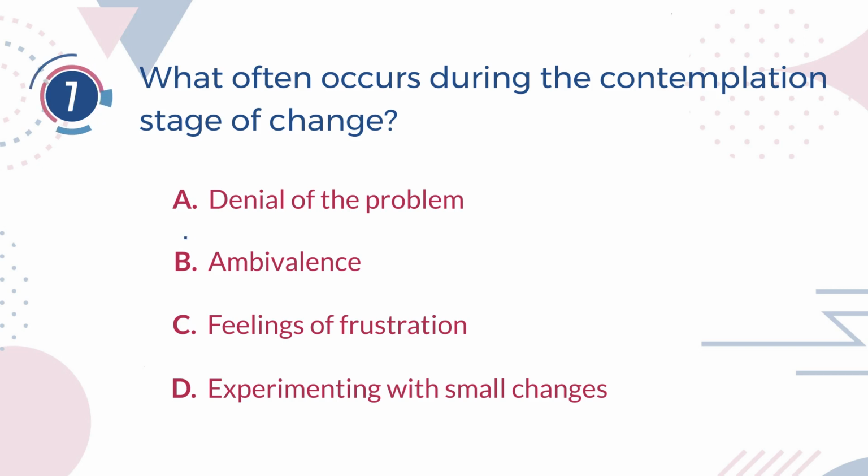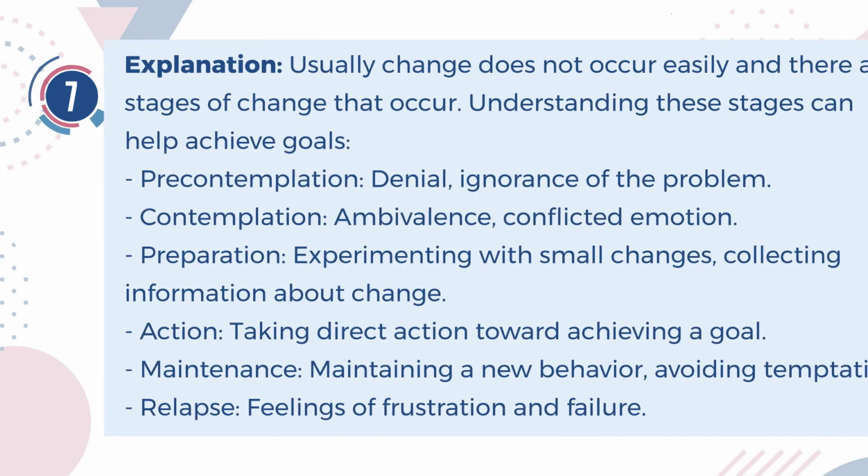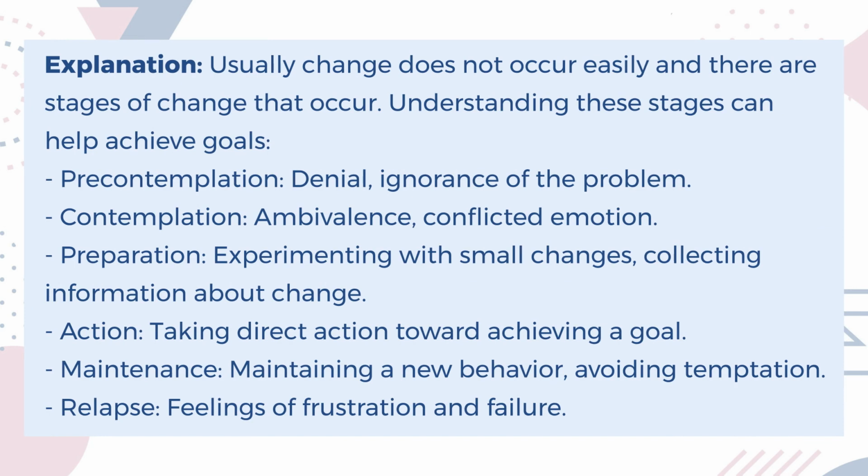The correct answer is B. Ambivalence. Explanation. Usually change does not occur easily, and there are stages of change that occur. Understanding these stages can help achieve goals. 1. Precontemplation. Denial, ignorance of the problem. 2. Contemplation. Ambivalence, conflicted emotion.